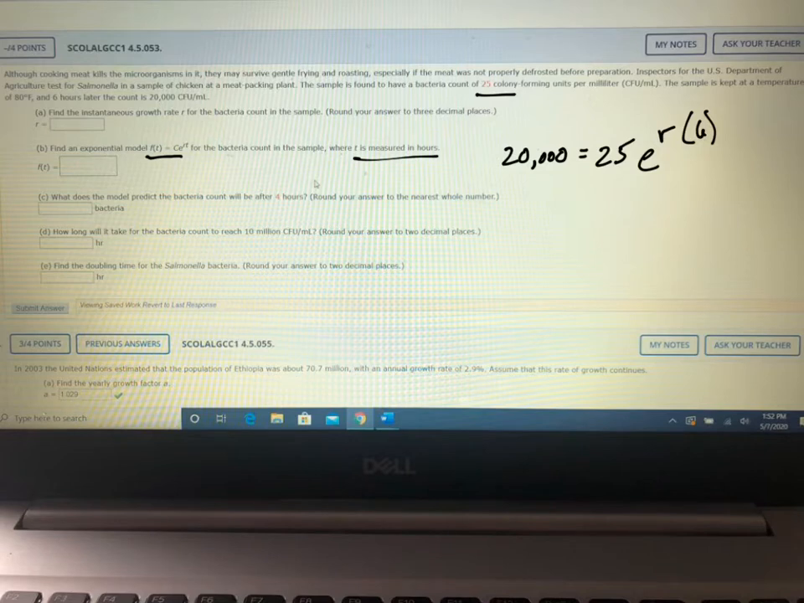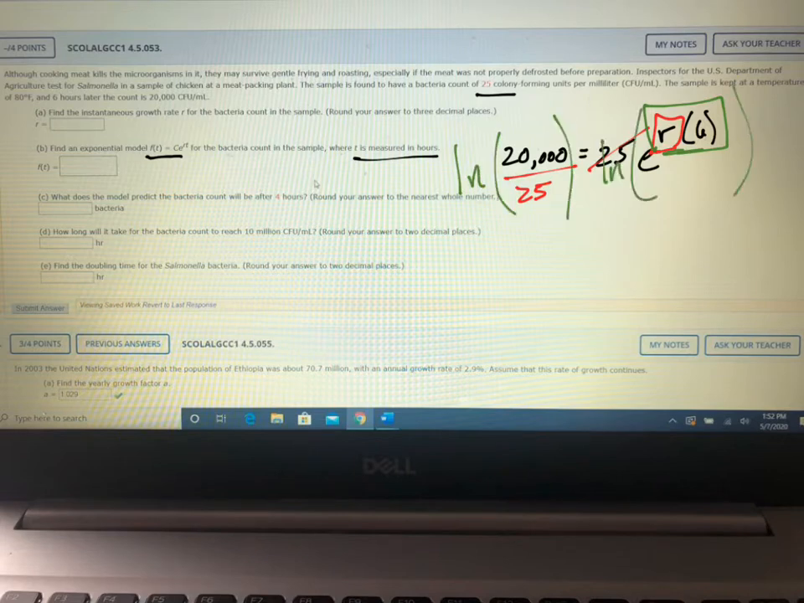Yep, so to solve this for r, we're trying to get r by itself. We have to first divide by 25, and then to get these out of the exponent, remember how you get rid of that? Square root it? No, you take the natural log of both sides. Oh yeah. So you have 6r equals the natural log of 20,000 divided by 25. And then you divide the entire thing by 6.